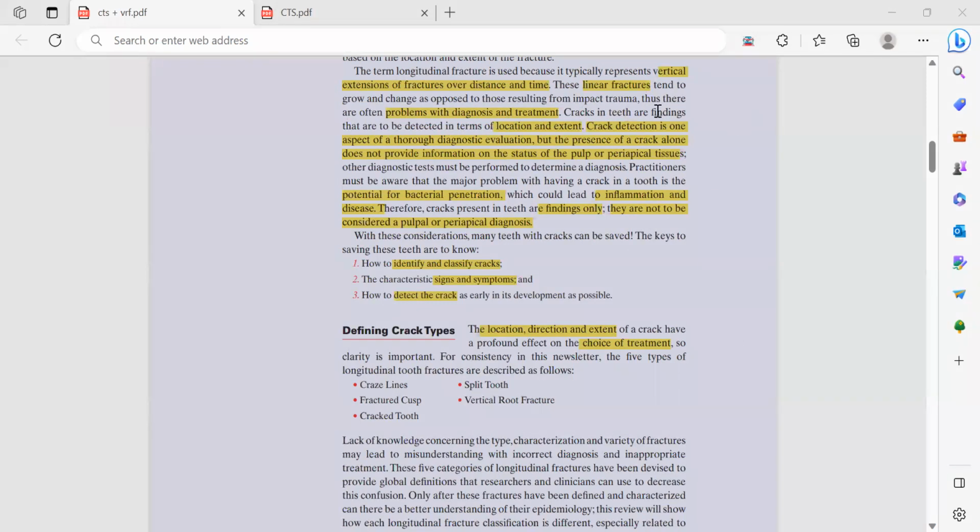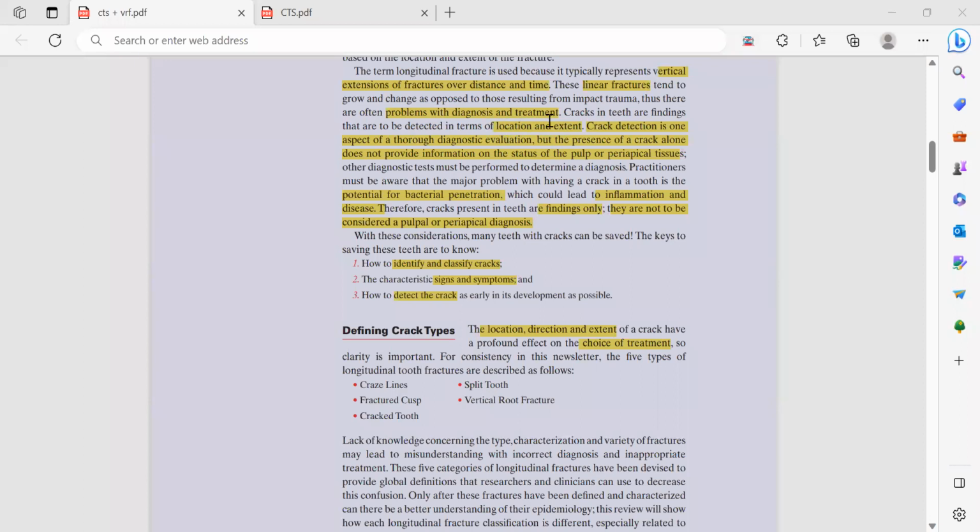So, for cracks in teeth, there are findings that need to be detected. You need to find out the location of the crack and its extent, because that is the main thing that will decide management. If the crack is only in the enamel, like crazed lines, and there are no symptoms, then you do not need to do any treatment.